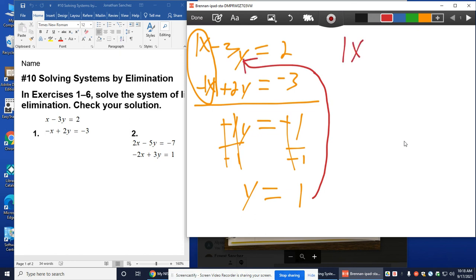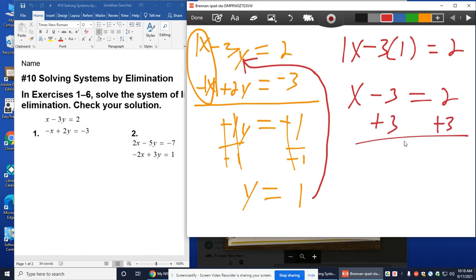So I got 1x minus 3y equals 2. But instead of y, I'm plugging in a 1. So I got x minus 3 equals 2. 3 times 1 is 3. And then I will add 3, add 3. This will go away. And I have x equals 5.